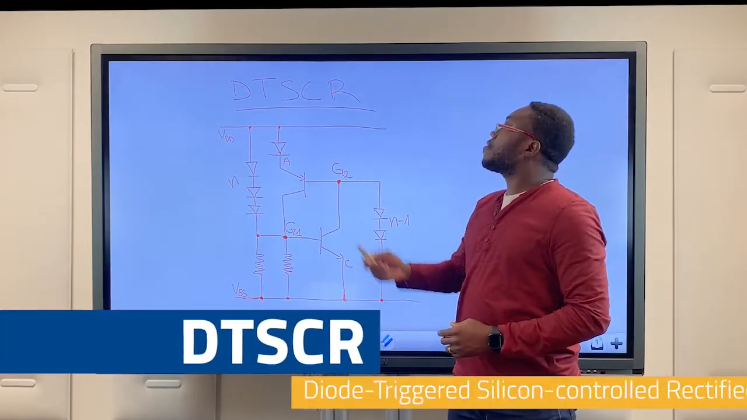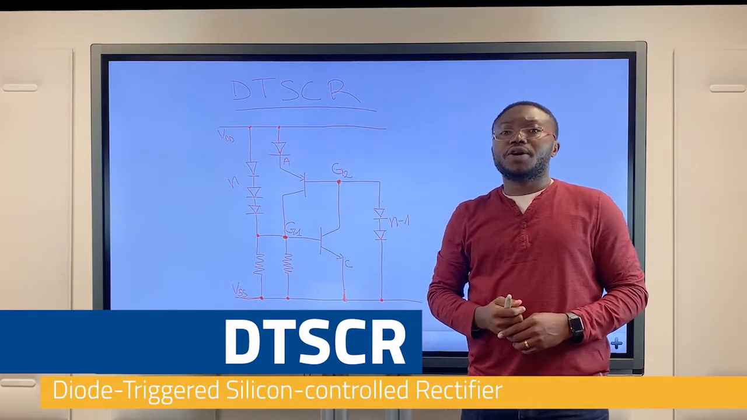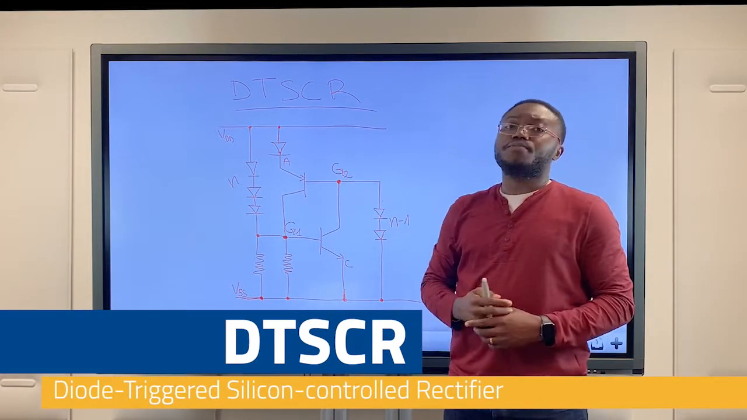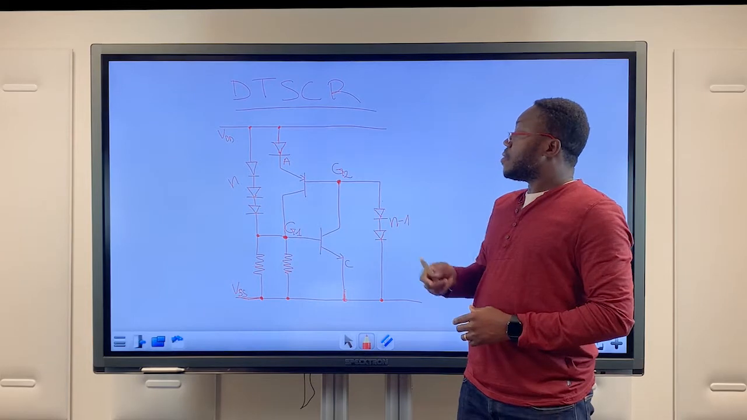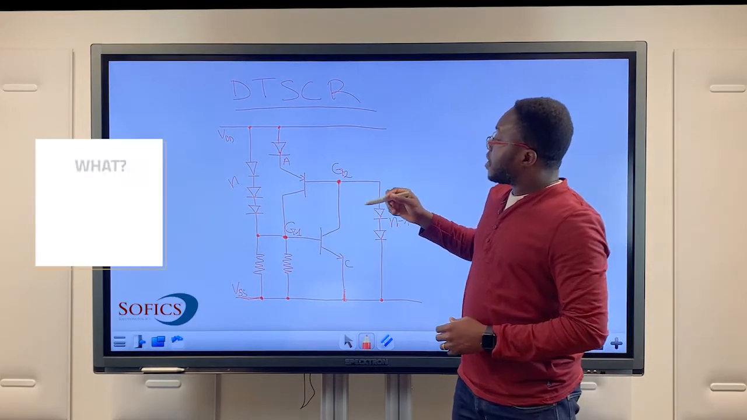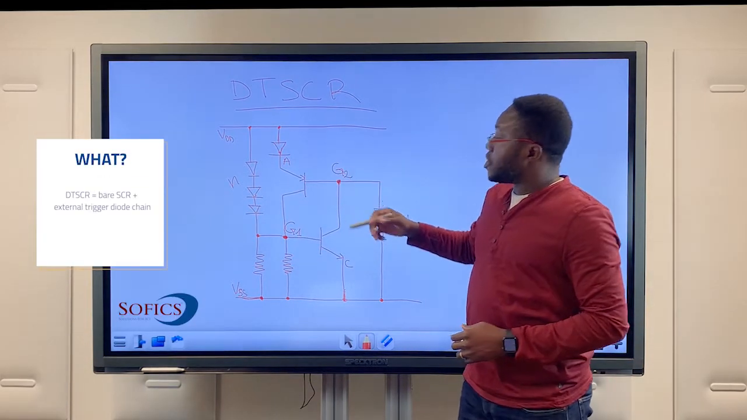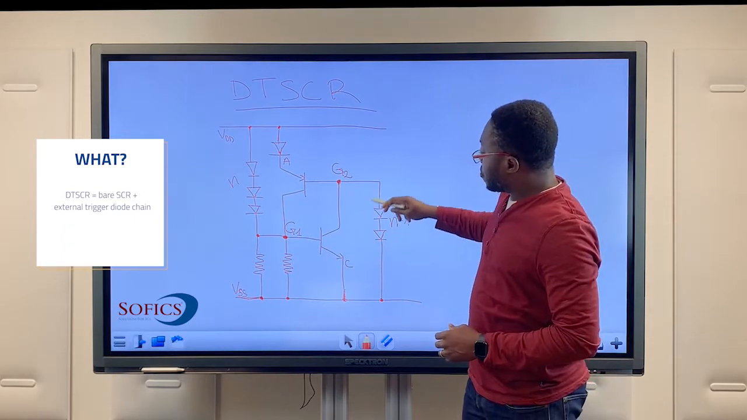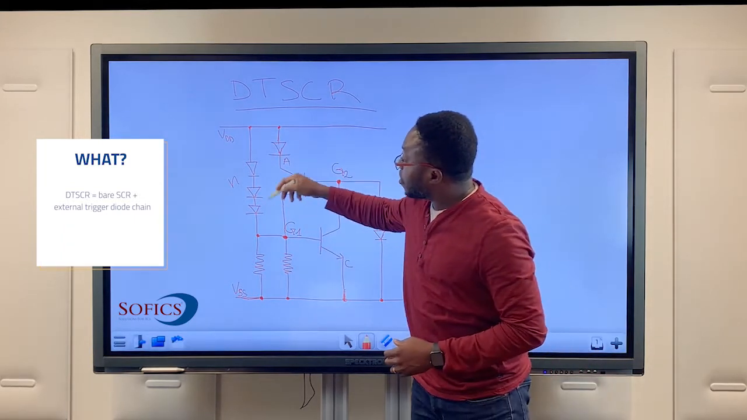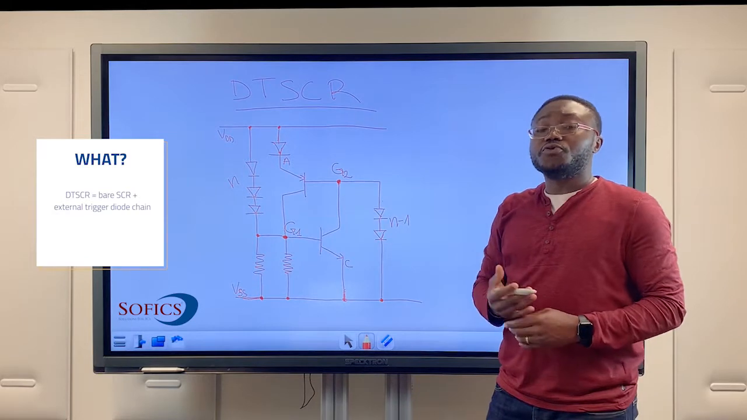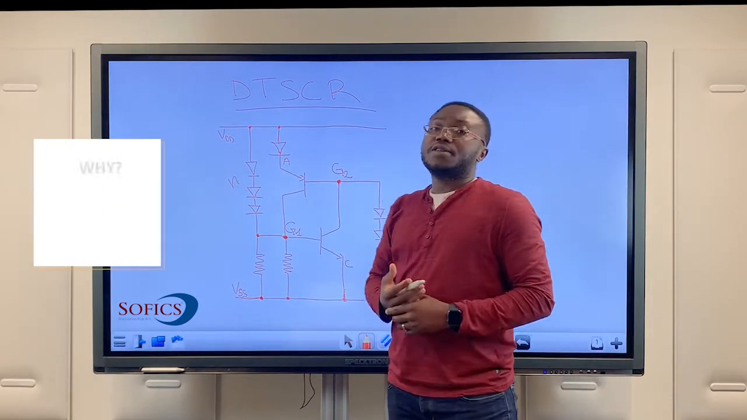Today's topic is diode triggered silicon controlled rectifiers, DTSCR for short. What is a DTSCR? This is basically a standalone SCR which is augmented by diodes placed externally to it, as shown here, and which are then used to trigger it. Why do we need DTSCRs?